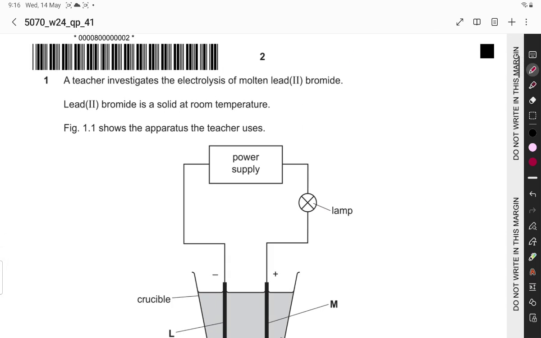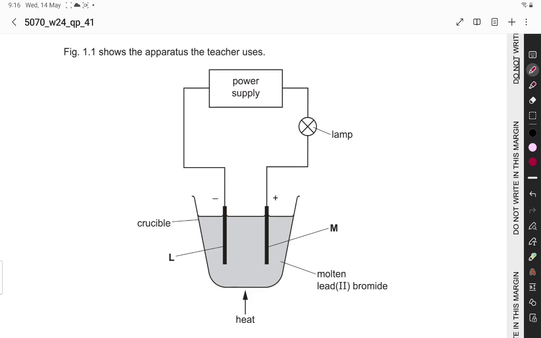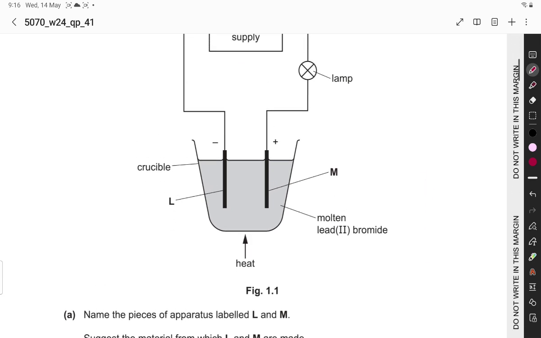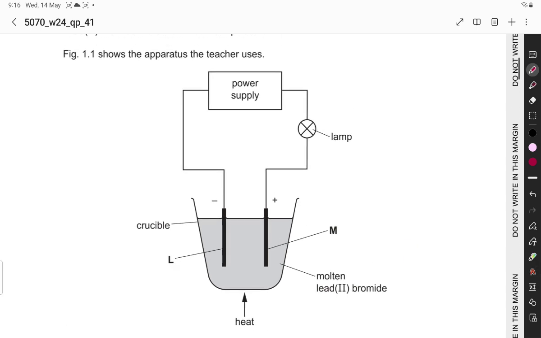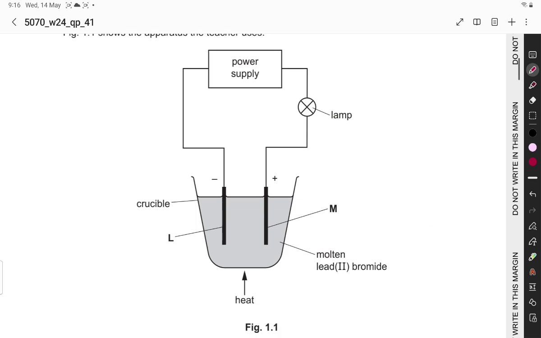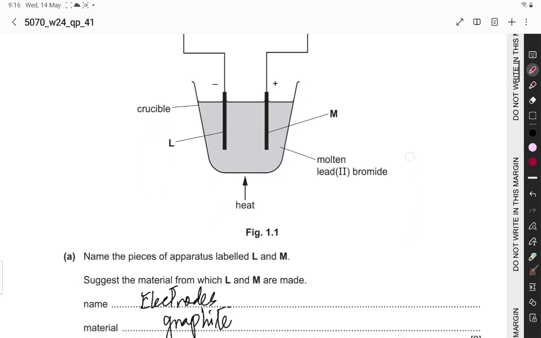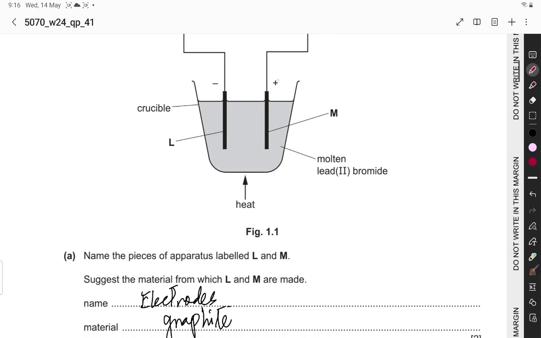A teacher investigates the electrolysis of molten lead(II) bromide. Lead(II) bromide is a solid at room temperature. Figure 1.1 shows the apparatus the teacher uses. So molten lead(II) bromide is taken in a crucible and this salt is heated. Heating is continuous while the electrolysis is carried out. So this is the crucible, this is the power supply and lamp, plus and negative. This is the anode and this is the cathode.